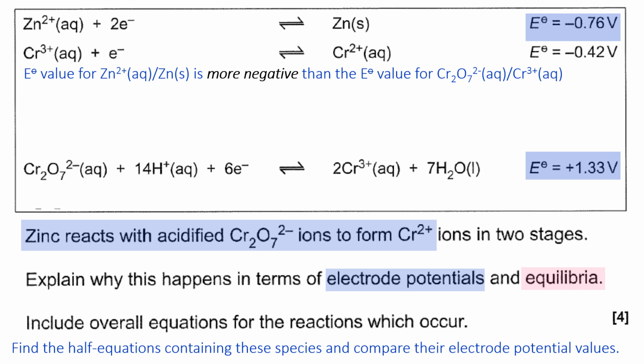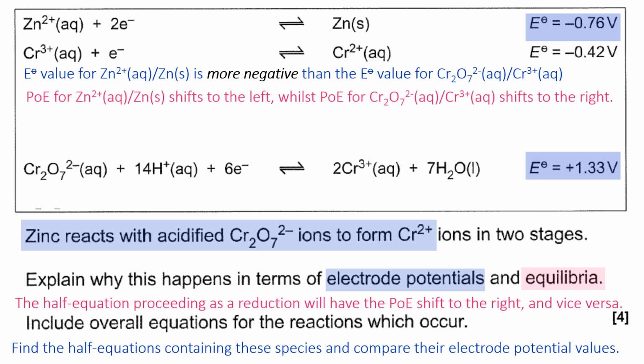Normally, when we do electrode potentials, we might say things like the half equation with the more negative electrode potential is reversed, or it proceeds as an oxidation, or such like. But you can also say the position of equilibrium shifts to the left. So in this case, that's going to be the zinc half equation, whilst the position of equilibrium for dichromate shifts to the right. So the idea here, down at the bottom in pink, is that the half equation proceeding as a reduction will have the POE shift to the right, and vice versa.